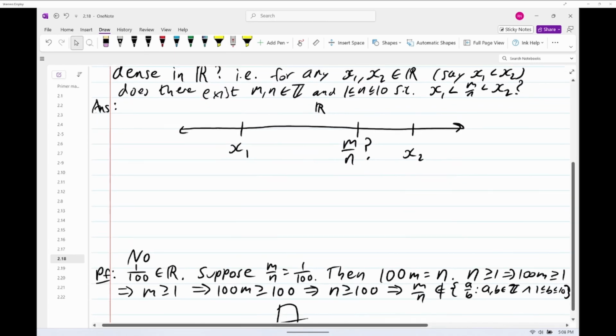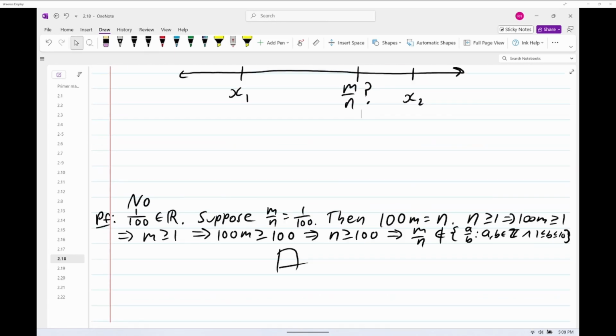The answer is no. What? 1 over 100 is real. Suppose m over n is 1 over 100. And since n is at least 1, then 100m is at least 1, which means m is at least 1. So 100m is at least 100. N is at least 100.